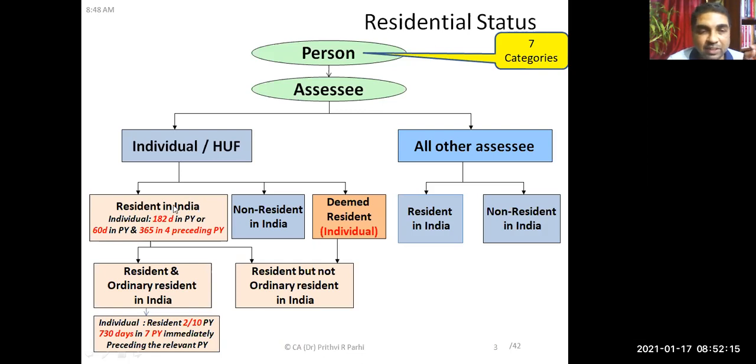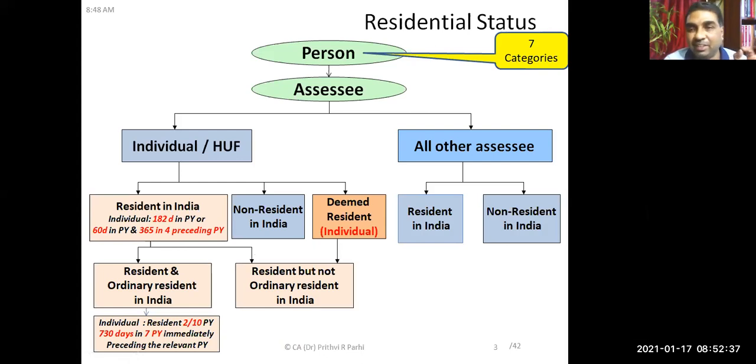First, now broadly you understand they can be either resident in India or non-resident in India. But once they are resident in India, again we have to subclassify them as A, resident and ordinary resident in India, or B, resident but not ordinary resident in India. Is it clear to them? Yes, sir.